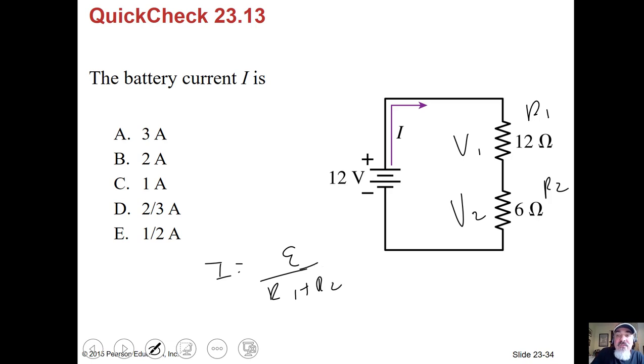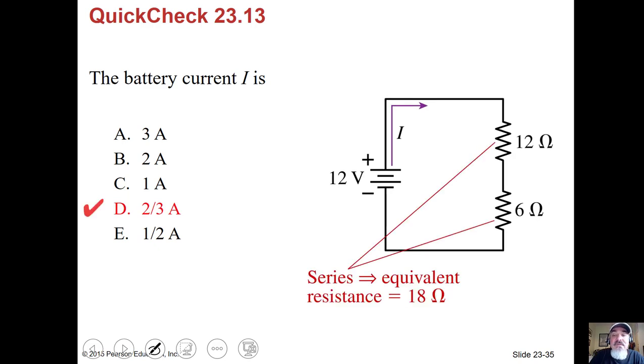Now if you had 3 resistors in series, you would just add an R3 at the bottom. So here we've got 12 volts divided by 18 ohms. So 2/3 of an amp in this problem. So it looks like choice D. Okay, good. Equivalent resistance is 18 ohms here.